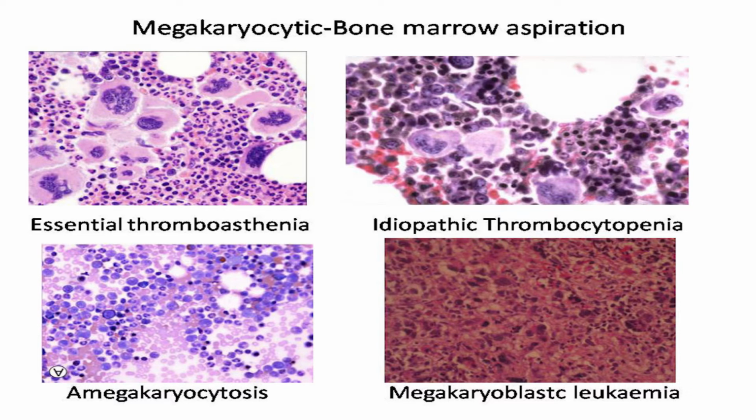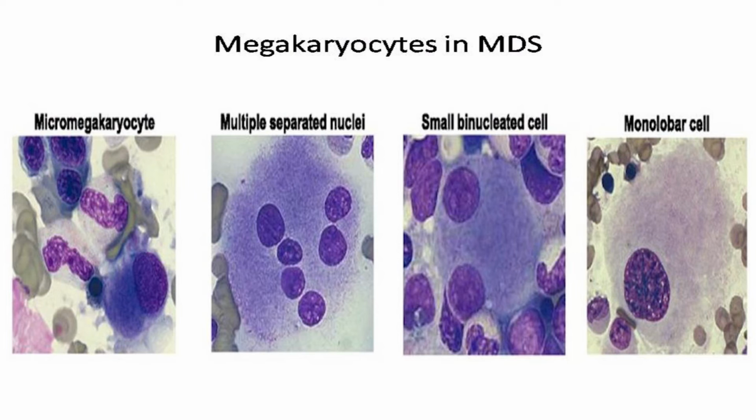Then, yes, amegakaryocytosis or aplasia, like red cell aplasia or agranulocytosis, you can get aplasia of the megakaryocytes. This is again a rare condition. I have not seen a single case in my life up till now. We had a case of megakaryocytic leukemia, and you will be seeing that in detail in the workshop.